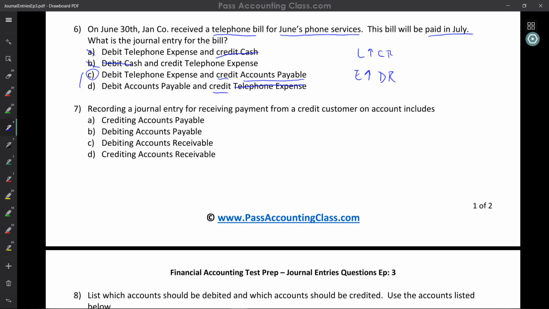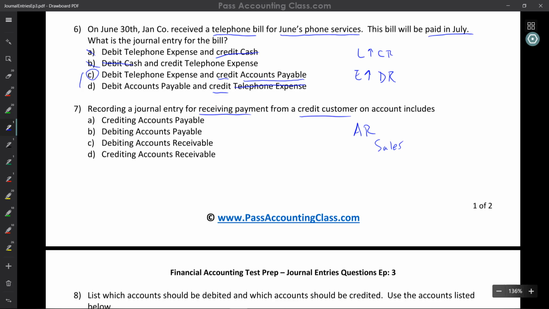So if we're receiving payment from a credit customer, this means that basically we extended credit to them when we performed a service or when we sold them some type of goods. So the original transaction is going to be a debit to an account called accounts receivable. Accounts receivable represents money that a customer owes us, and then we would credit something like sales.